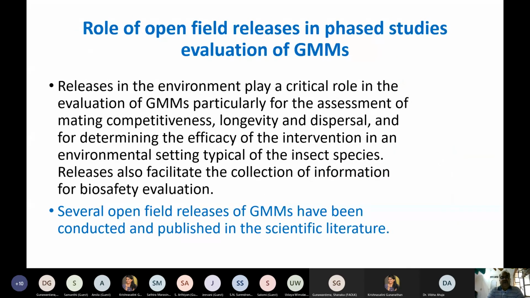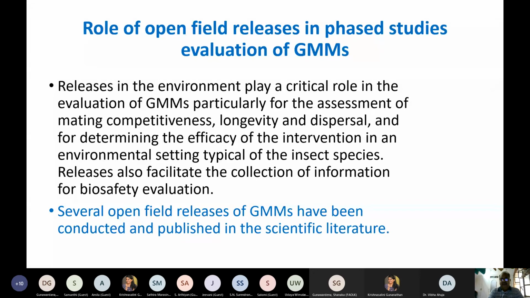Now, first of all, we need to understand why we do stage 3 of the field testing. What is its role in the evaluation of the GM mosquitoes? Releases in the environment play a critical role in the evaluation of genetically modified mosquitoes, particularly for the assessment of mating competitiveness, which is one of the most singular factors or studies needed to be done in extenso under this stage.